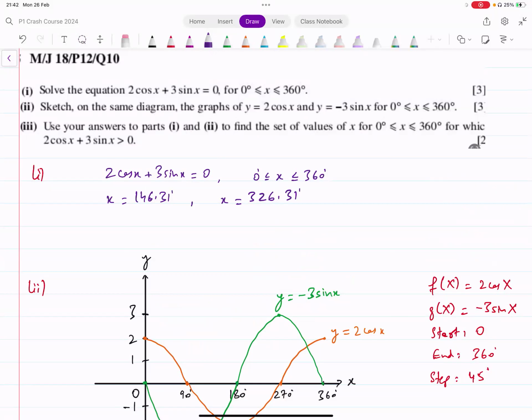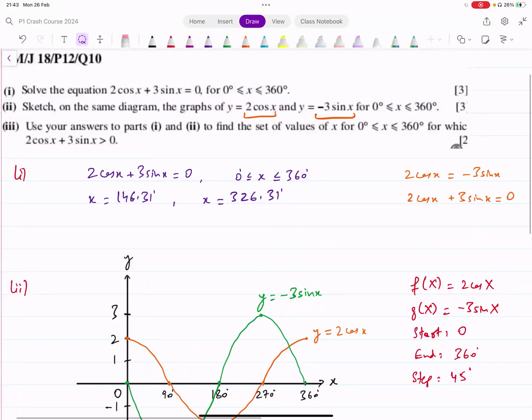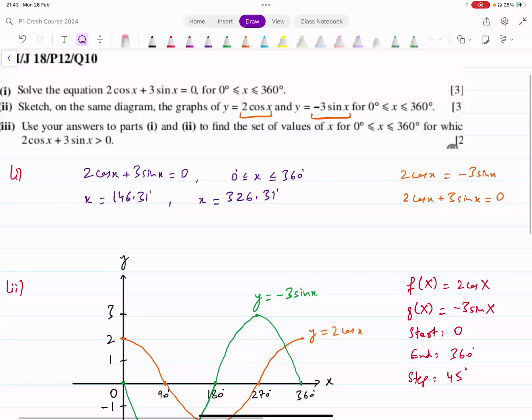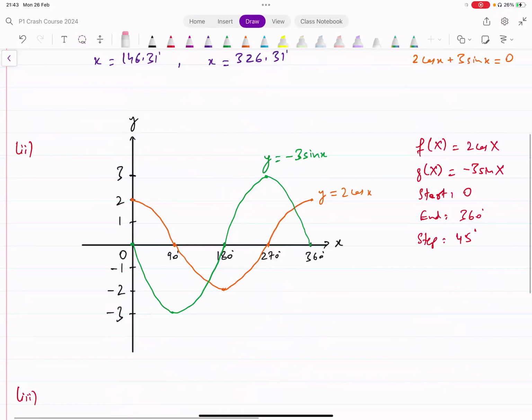How is that related to these graphs? You can see you have 2 cos x here and minus 3 sin x. If you were to equate both of them, 2 cos x equal to minus 3 sin x, and then rearrange this, you get 2 cos x plus 3 sin x equal to 0, and that's exactly the equation that you have solved in the first part. And that gives you these two answers. That means these two values of x are the points of intersection of these two graphs.